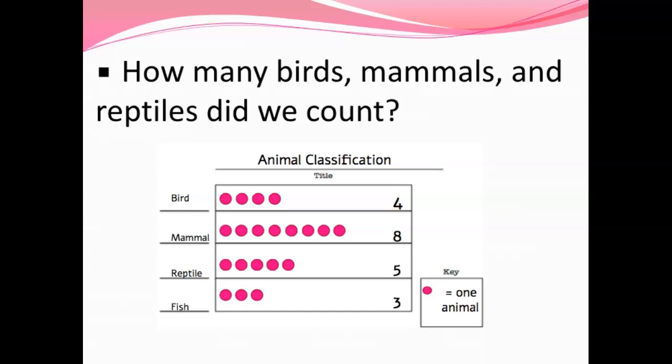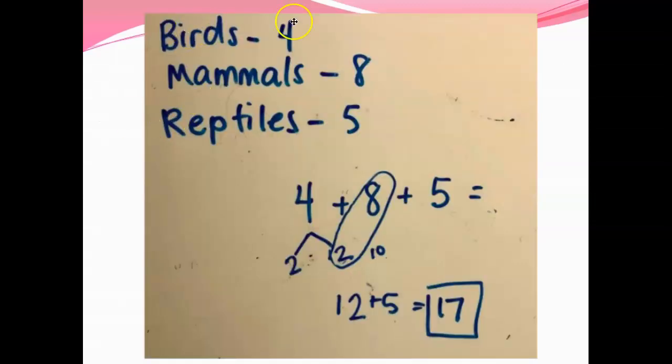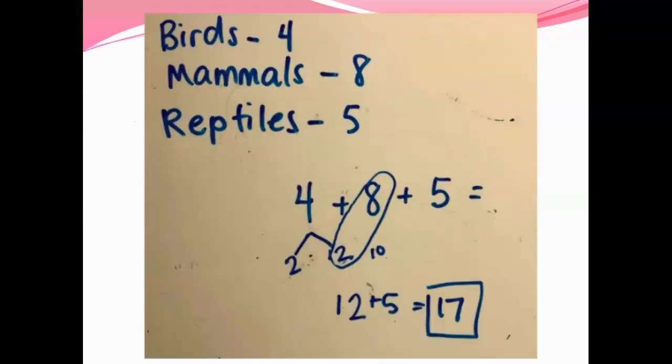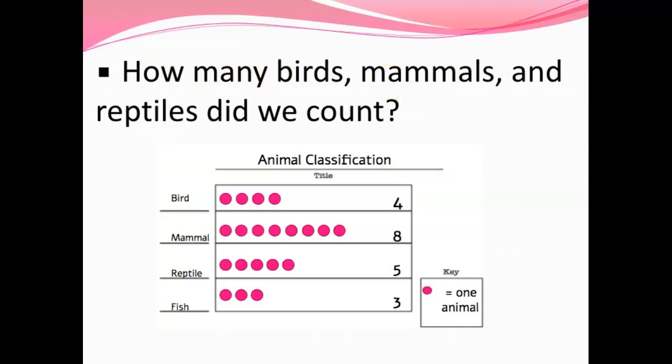Okay, so there were 4 birds, 8 mammals, and 5 reptiles. So to find the total, I wanted to add those all together. So I did 4 birds, 8 mammals, 5 reptiles. I added 4 plus 8 plus 5. You can add this whichever way you like. I made a 10. I took 2, because 2 and 8 makes 10. There was 2 left over, so that was 12. 12 and 5 is 17. So going back to my question, there were 17 birds, mammals, and reptiles.